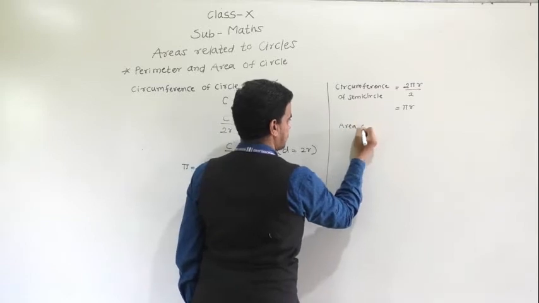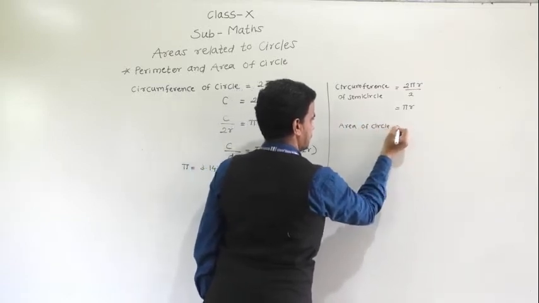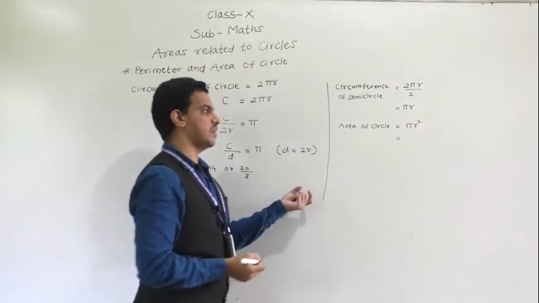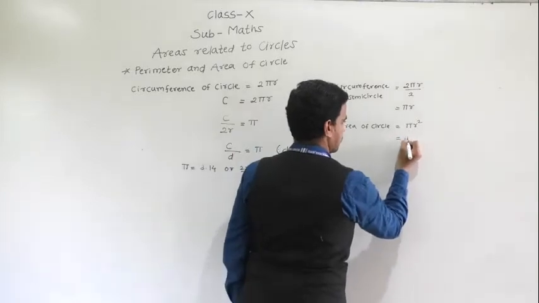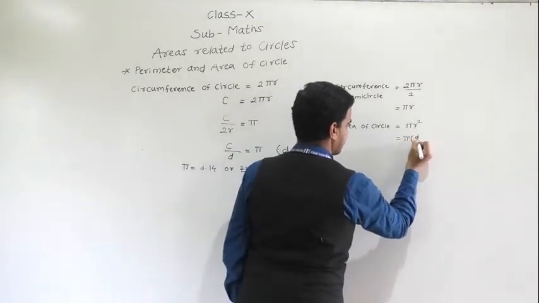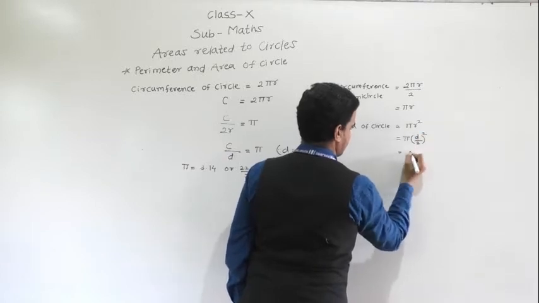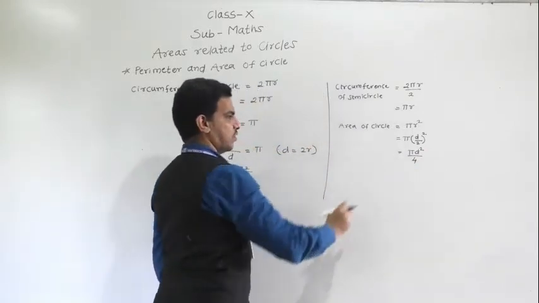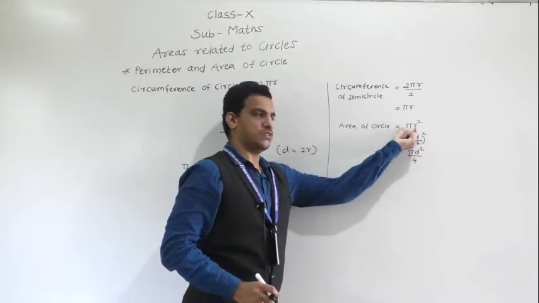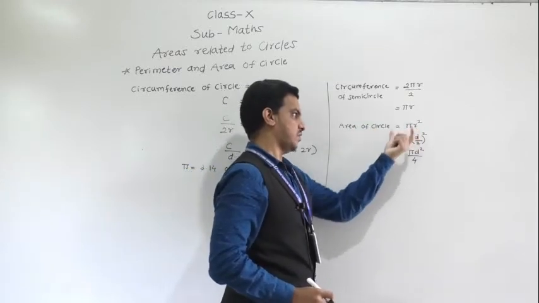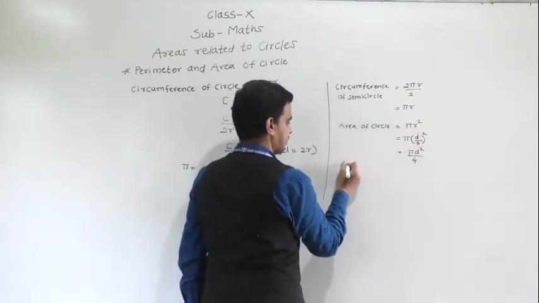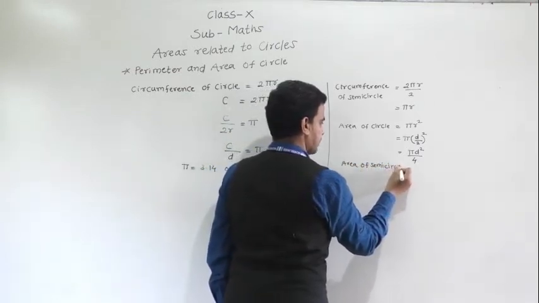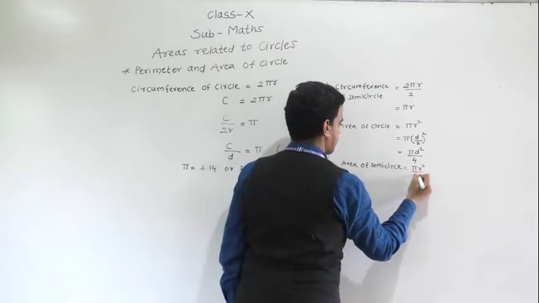Then the area of a circle is equal to pi r square. And in terms of diameter, how do we write this? Pi into r, we can write as d by 2 in brackets squared. So pi into d square divided by 4 is the area of the circle. So the area of a circle is pi r square, and the area of a semicircle is pi r square by 2.